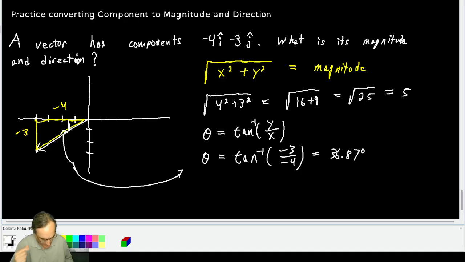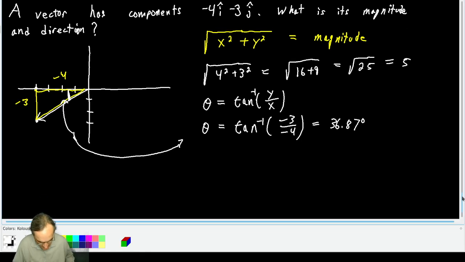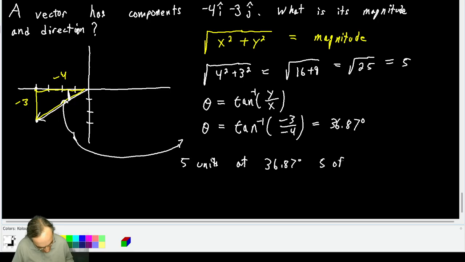There are several different ways you can now state the direction here. You can say this is 5 units at 36.87 degrees south of east. That would be fair. Kind of the fun one to do is if you add 180 degrees, you'd get it from the positive x-axis, and that would simply be 5 units at 216.87 degrees.